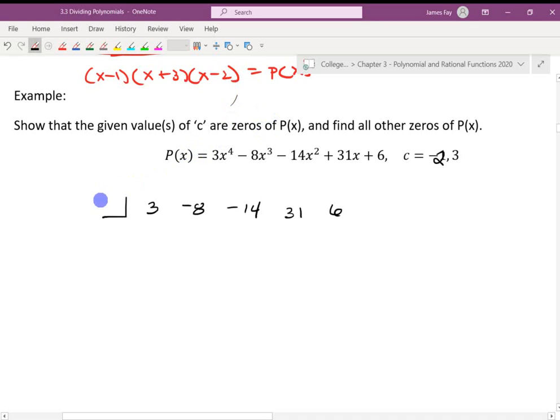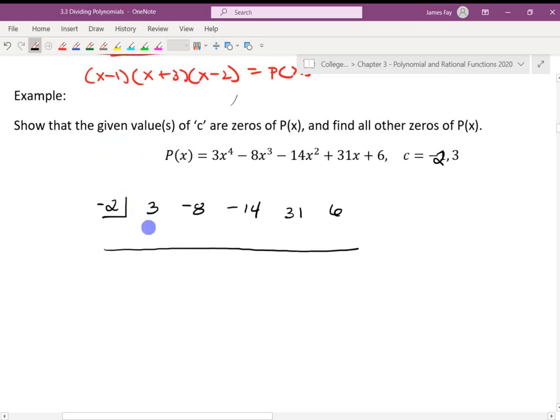So I'm going to put a -2 out here, and I'm going to demonstrate that that does end up giving me a 0, which means that if that is a 0, then x plus 2 would be a factor of my polynomial. Does that make sense? Meaning that x plus 2 would divide the polynomial, or we could say that 3x to the fourth minus 8x cubed minus 14x squared plus 31x plus 6 is divisible by x plus 2. Okay? So let's go ahead and do this synthetic division.